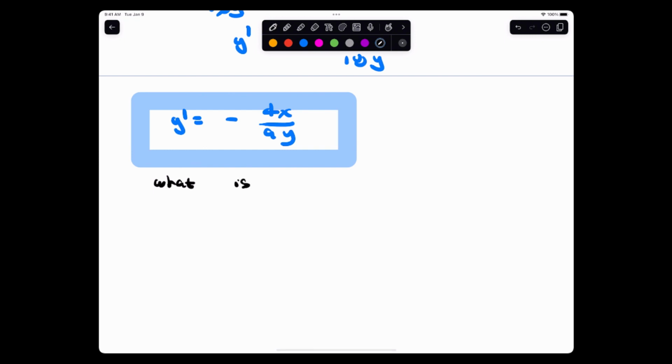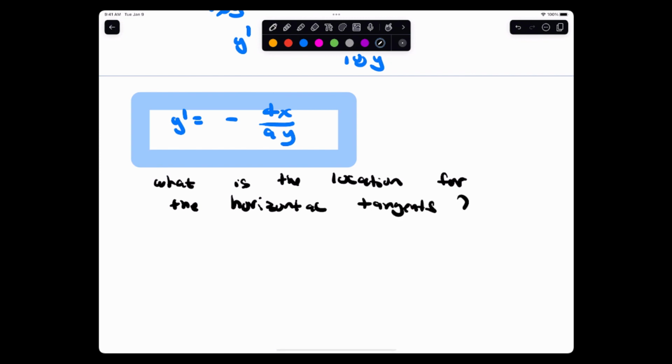What is the location for the horizontal tangents? They want horizontal tangents now. So automatically, what do you do? You set that first derivative equal to 0, and you solve for what? You solve for x. Is that right?